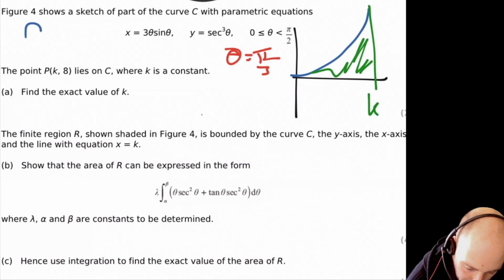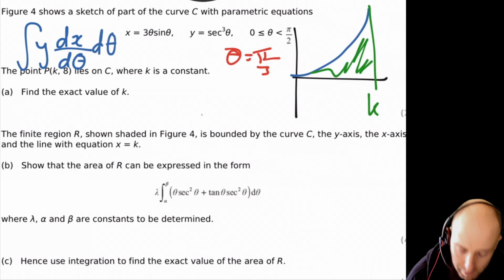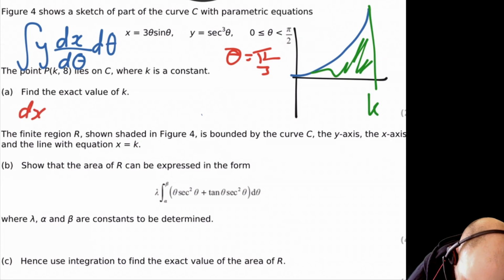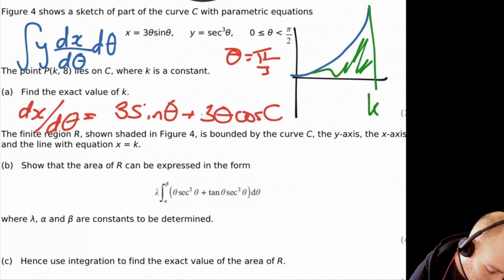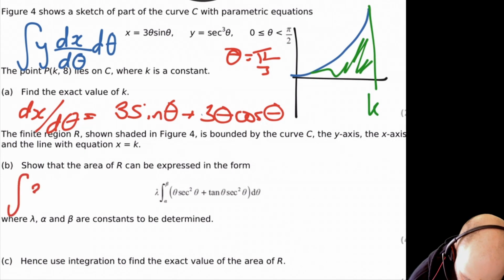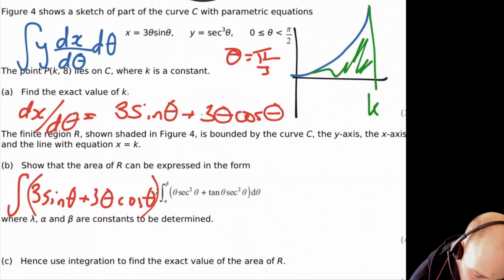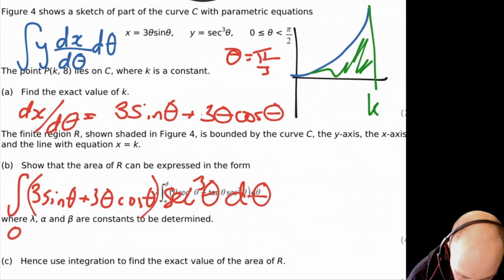is the fact that to integrate parametrically, you get y dx by d theta. So we need to differentiate x, which we'll do via product rule. So we get 3 sine theta plus 3 theta cos theta using the product rule. We then need to times that by y and simplify everything. So we're going to get integral 3 sine theta plus 3 theta cos theta times by y, which is sec cubed theta d theta. And the integral is from 0 to k being the theta coordinate. So we're going to have pi by 3 there.